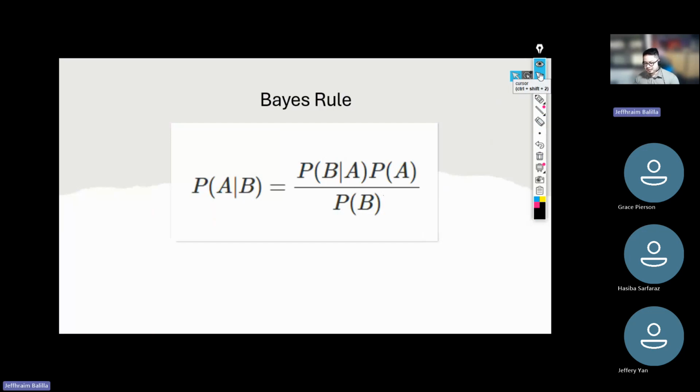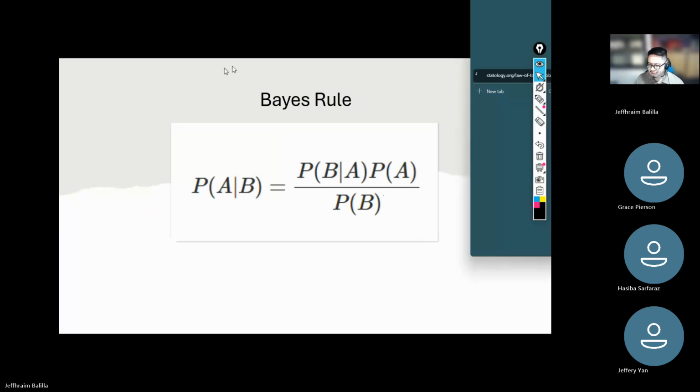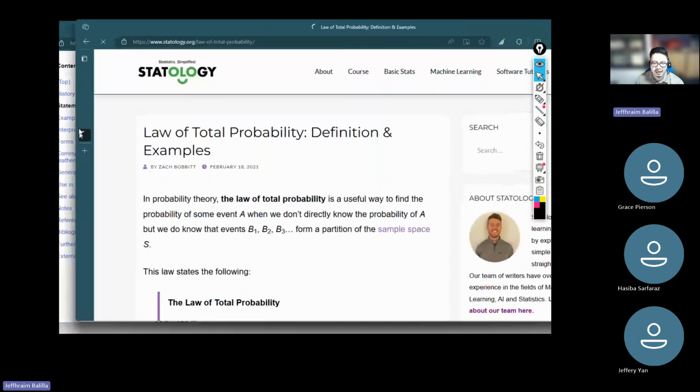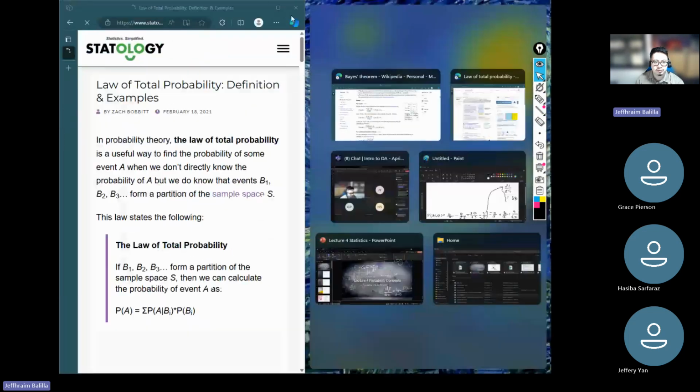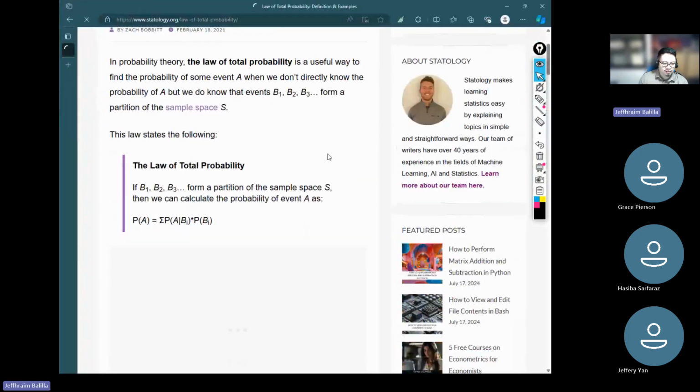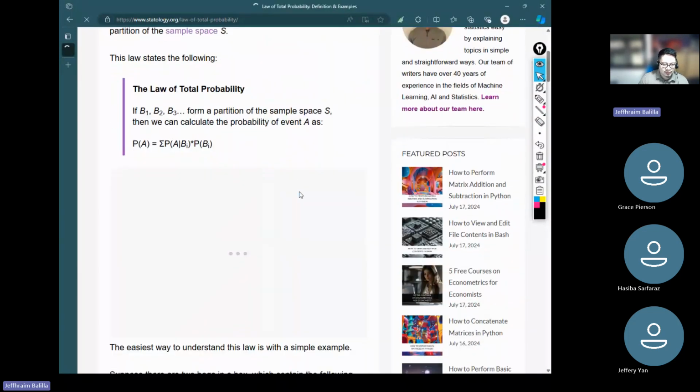The law of total probability states that you can extract, say, a marginal probability of B given other parts. So let me show you the main definition of the law of total probability. This is a very useful law in probability that would allow us to generate those marginal probabilities that we actually need in order to apply the Bayes rule.